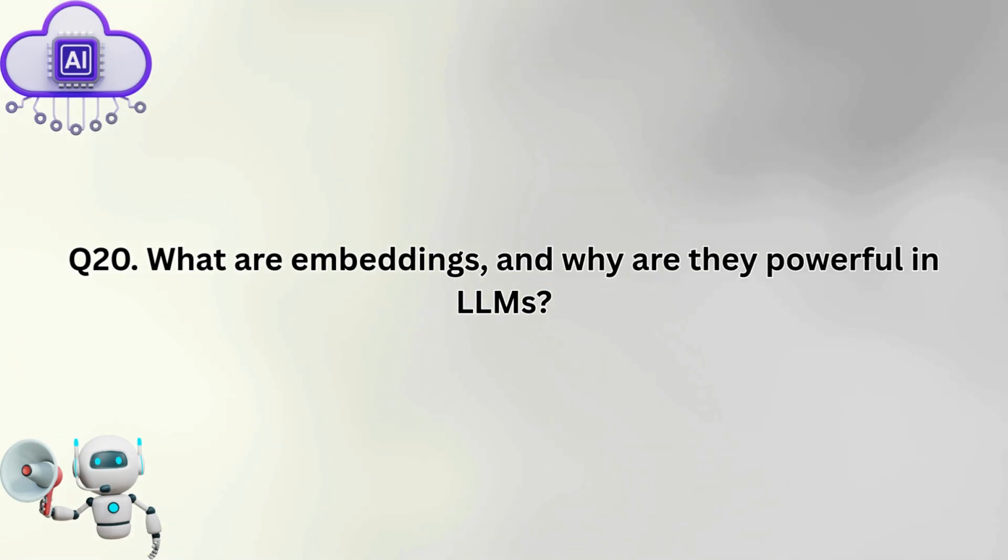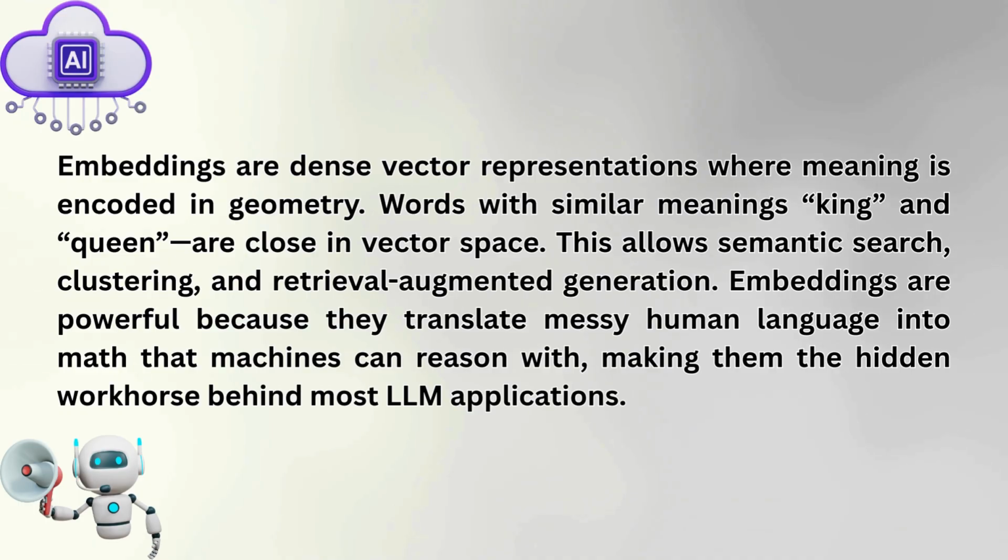What are embeddings and why are they powerful in LLMs? Embeddings are dense vector representations where meaning is encoded in geometry. Words with similar meanings, like king and queen, are close in vector space. This allows semantic search, clustering, and retrieval augmented generation. Embeddings are powerful because they translate messy human language into math that machines can reason with, making them the hidden workhorse behind most LLM applications.